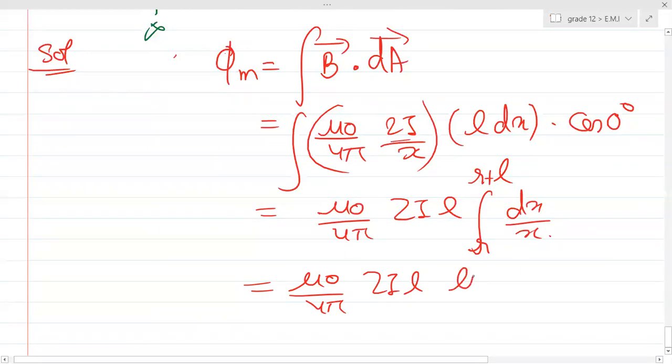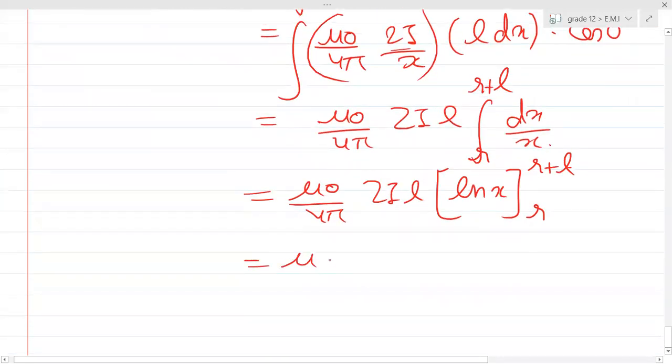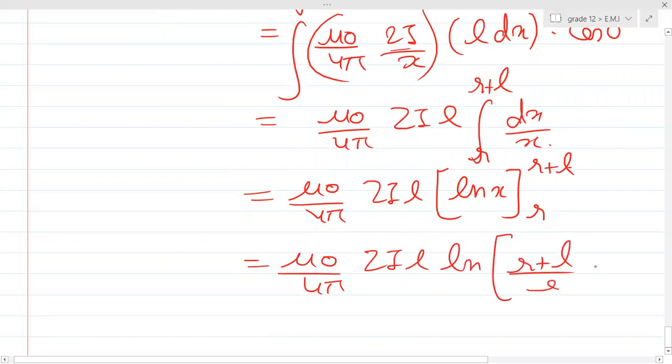So ln x, and the limits will be put from R to R plus L. So this will be ln of R plus L minus ln of R, which will be ln of R plus L upon R. Is this clear? So is the flux clear, everyone? Yes, sir.